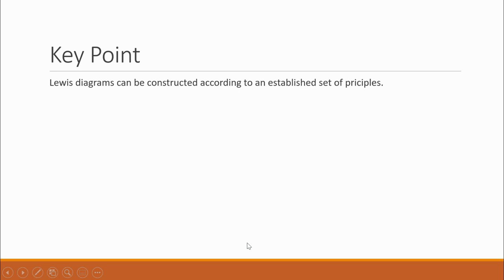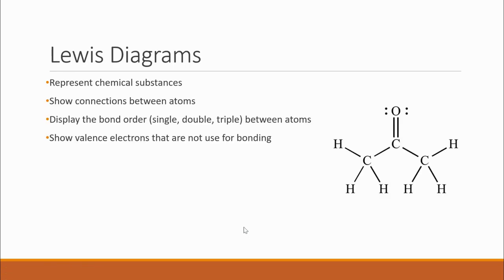The key point is that Lewis diagrams can be constructed according to an established set of principles. A Lewis diagram is a representation of a chemical substance. It shows the connections between atoms. It displays the bond order, single, double, triple, that are between atoms, and shows the valence electrons that are not used for bonding.